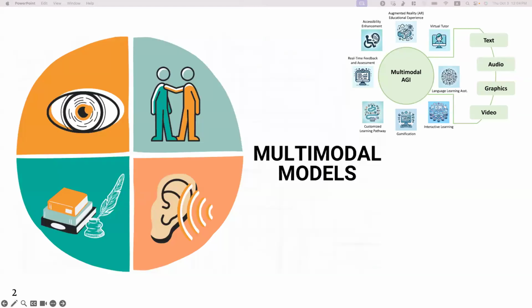Like from the huge research in the multimodal AGIs, they try to integrate this knowledge from text, audio, graphics, video to enable diverse applications like language learning assistance, gaming-like scenarios, some interactive learning applications, etc. And it also has broad applications in the medical domain.